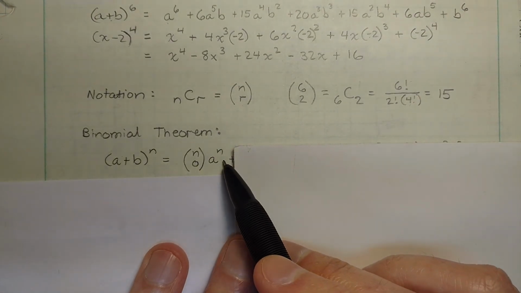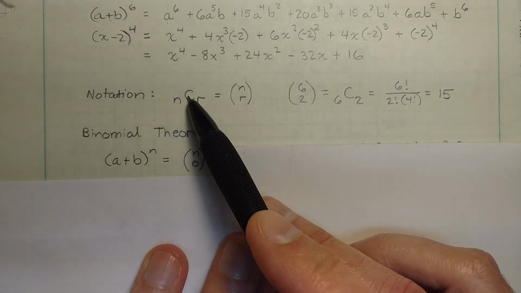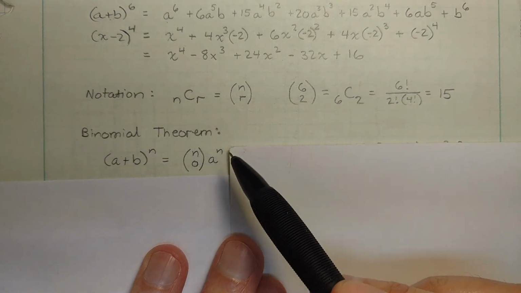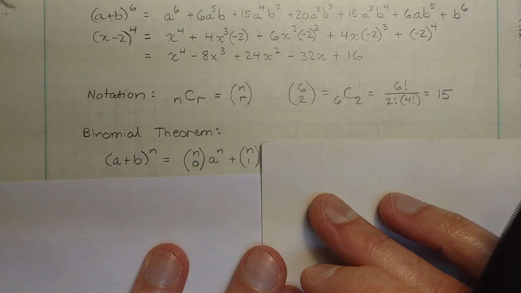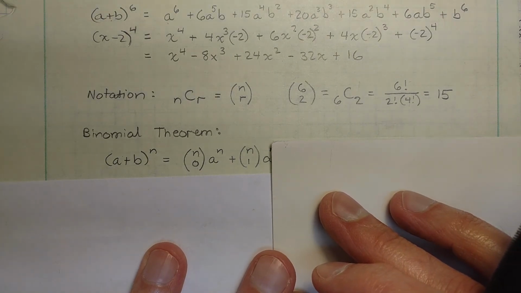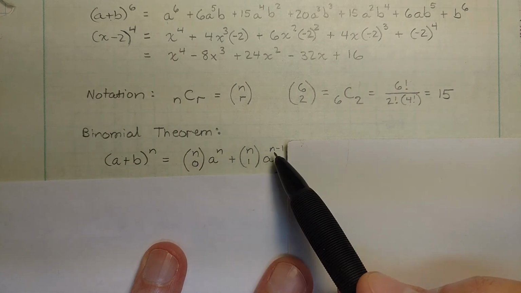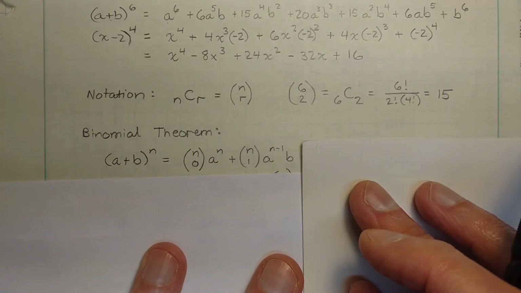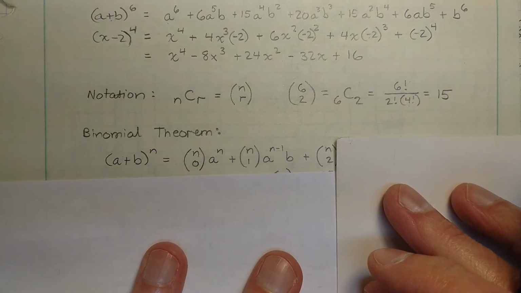Notice this would also be times b to the 0. The key thing here is the n in the nCr must match the power of a, and the r must match the power of b. So then I would go plus nC1, a to the n minus 1. Sorry, I said that this must match this on the first one, but then these have to descend each time. So this is a to the n minus 1, b to the first.